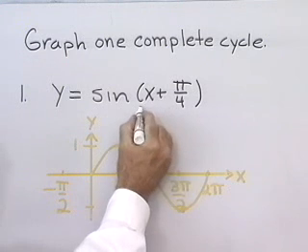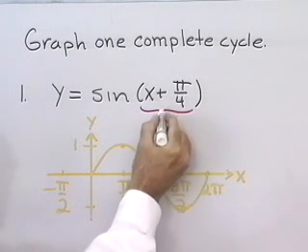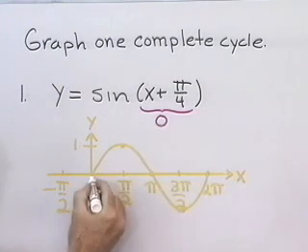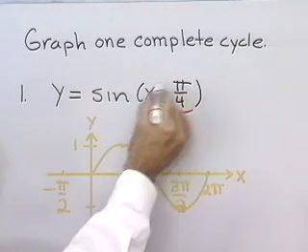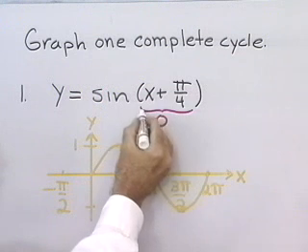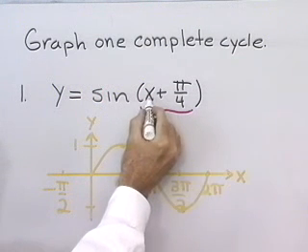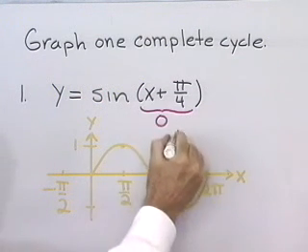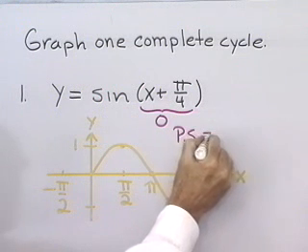So you might just ask yourself here, what would it take in here to make that 0? Because I know that when I have 0 right here, the sine of 0 is 0, and that's kind of like where the graph starts. So if I say, well, what will make this expression 0? The answer is negative pi over 4, and that also is the phase shift for this graph.